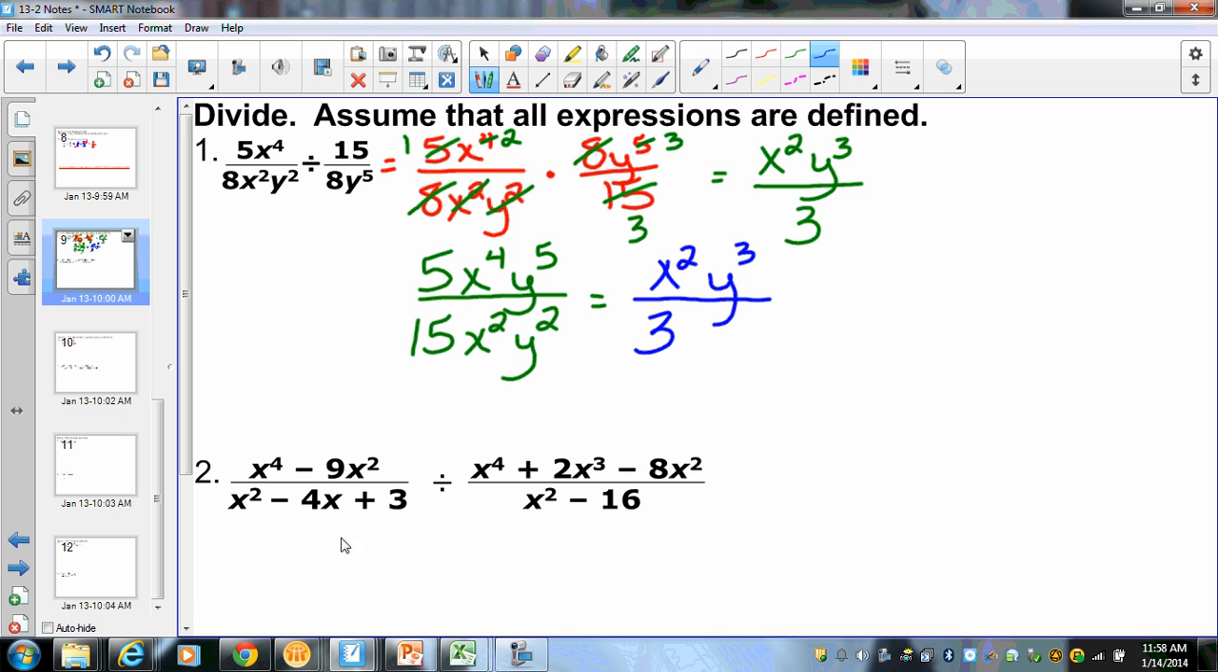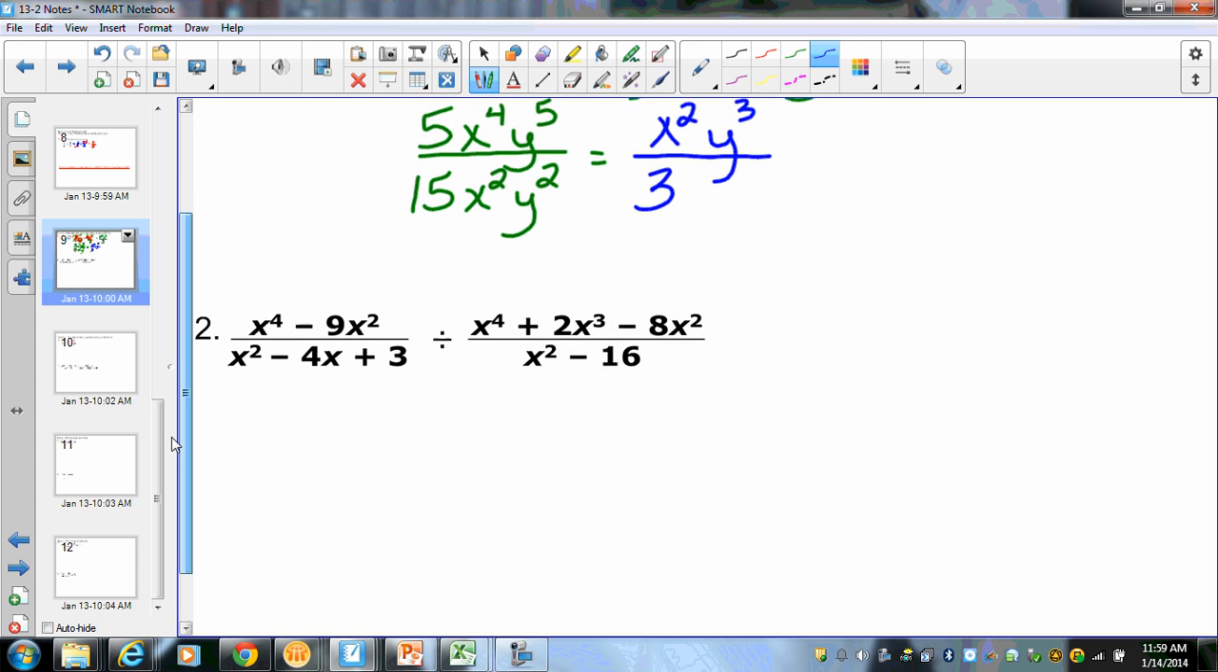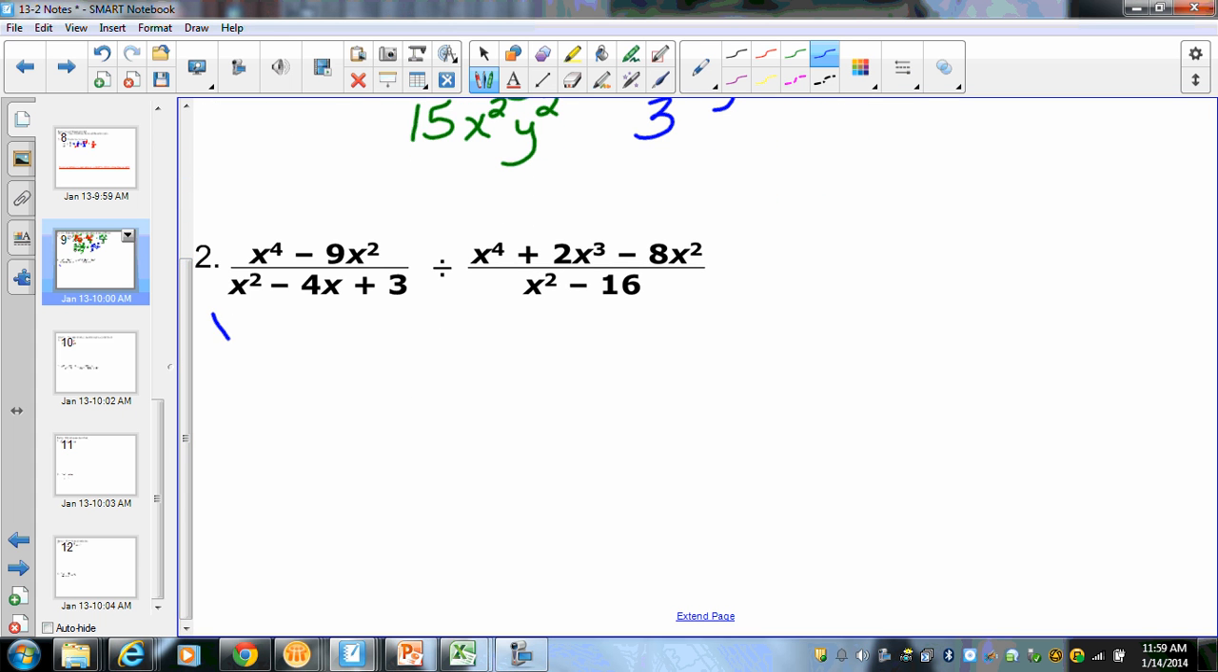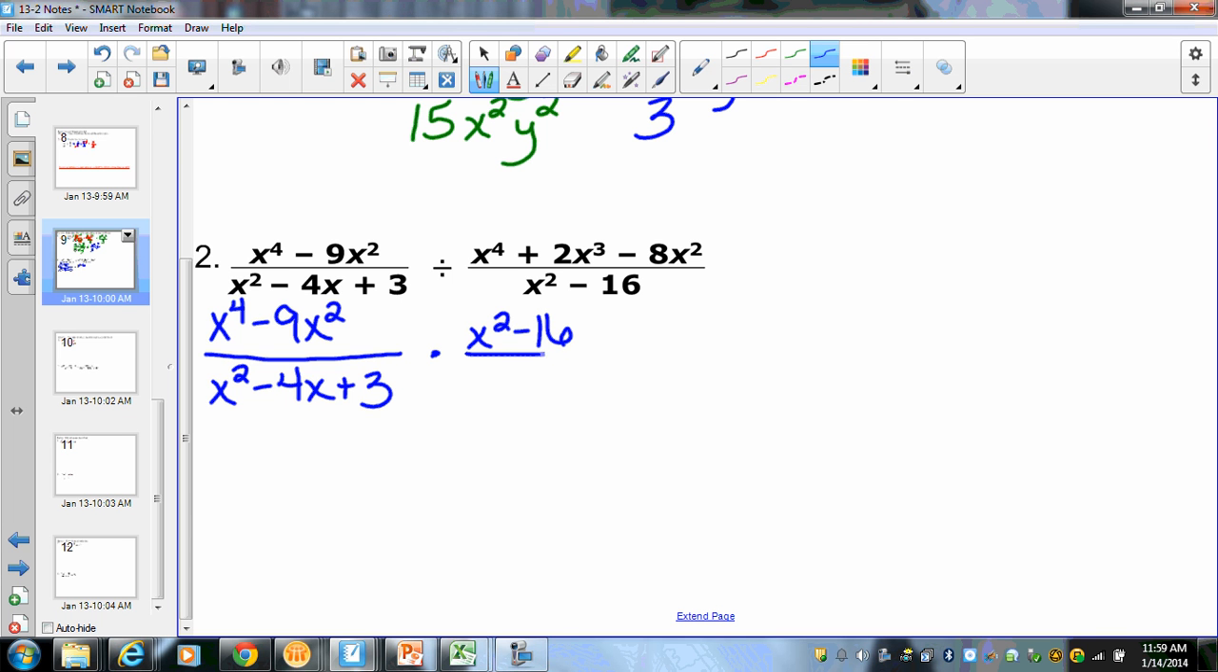So let's look at another one here. I have x to the 4th minus 9x squared over x squared minus 4x plus 3, divided by x to the 4th plus 2x cubed minus 8x squared over x squared minus 16. So the first thing that I'm going to do is rewrite that as a multiplication problem. So x to the 4th minus 9x squared over x squared minus 4x plus 3, times x squared minus 16 over x to the 4th plus 2x cubed minus 8x squared.